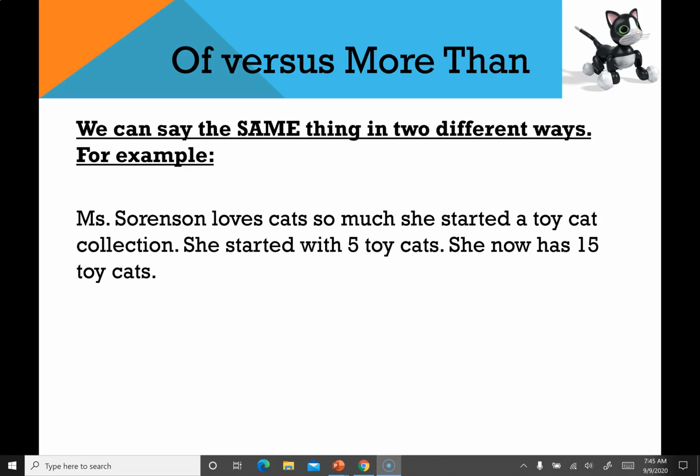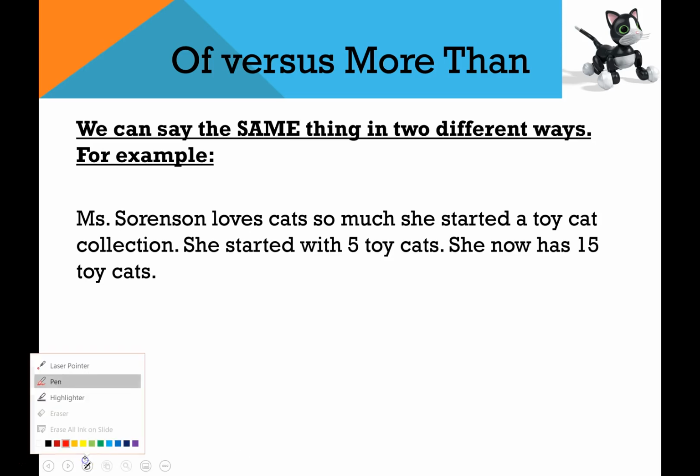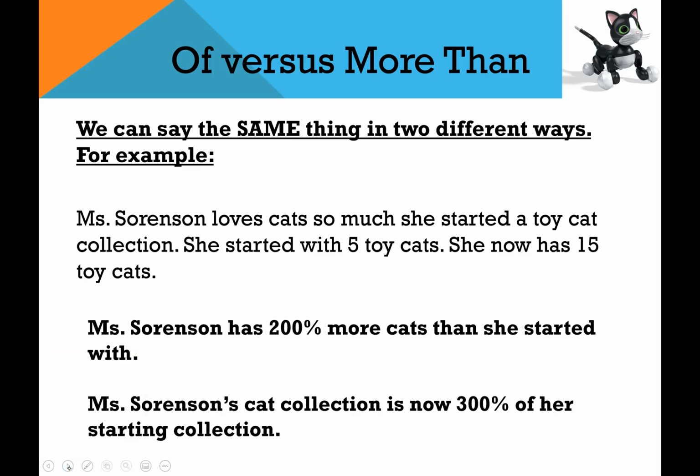Miss Sorensen loves cats so much that she started a toy cat collection. She started with 5 toy cats and she now has 15 toy cats. All right, so here are two different ways that I can say this. These are both true. Miss Sorensen has 200% more cats than she started with, and Miss Sorensen's cat collection is now 300% of her starting collection. Both of these say the same thing even though they have different numbers.